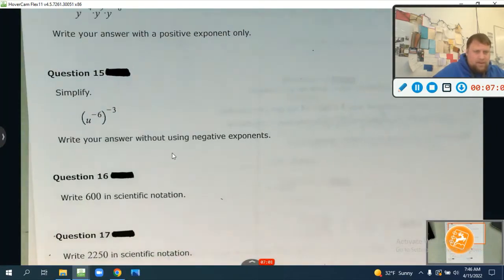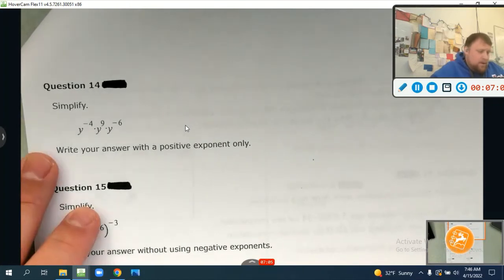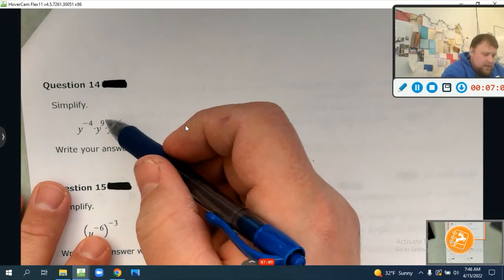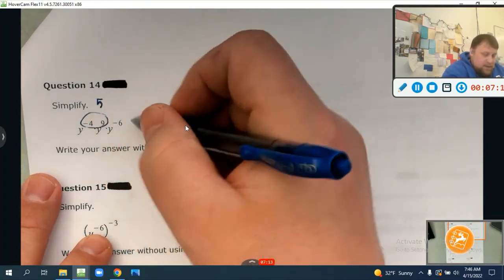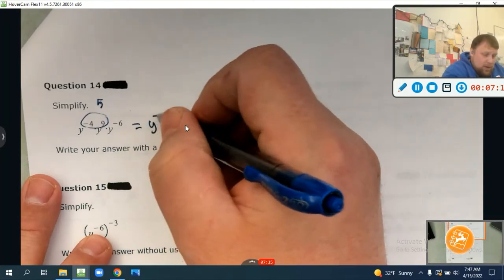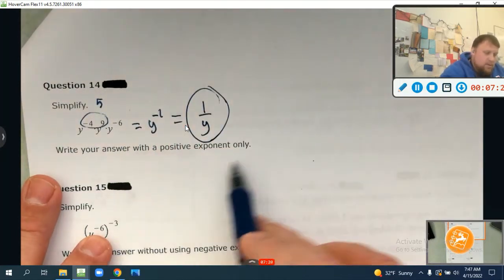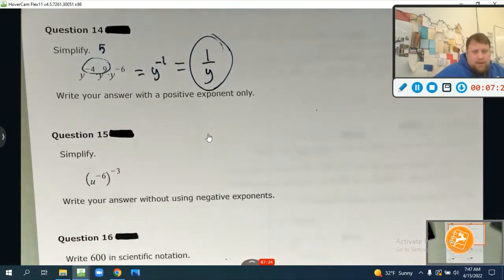Pretty fast test so far, or team test review. Okay, they're being multiplied together, so let's just add them. Negative 4 plus 9 is 5, right? That's 5. 5 minus 6 is negative 1, so this is y to the negative 1, which just equals 1 over y, because it wants positive exponents only. Let's roll.